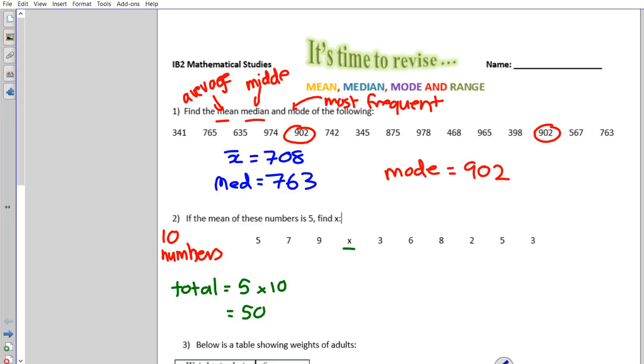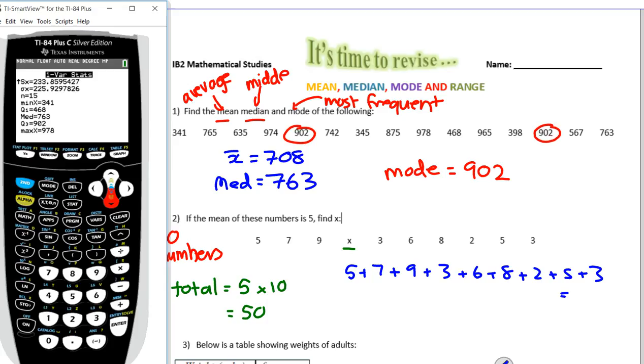So if you want, you can add all the other numbers up first. 5 plus 7 plus 9 plus 3 plus 6 plus 8 plus 2 plus 5 plus 3. Throw it in your calculator if you want. Put in all the numbers, 5 plus 7 plus, and so on. See what number you get in the end, and you should get 48. All those numbers add up to 48.